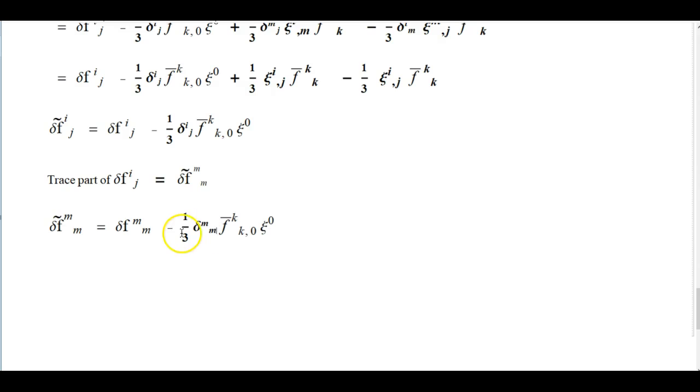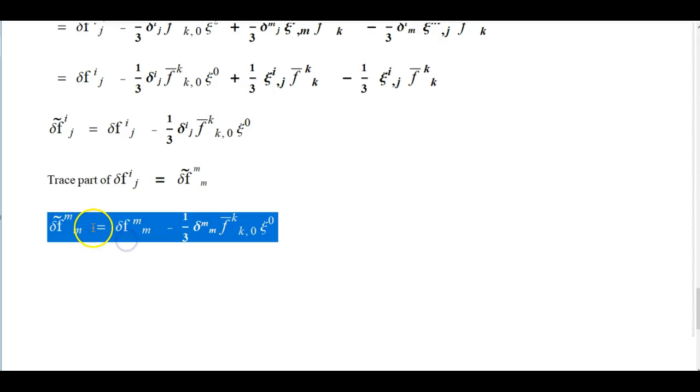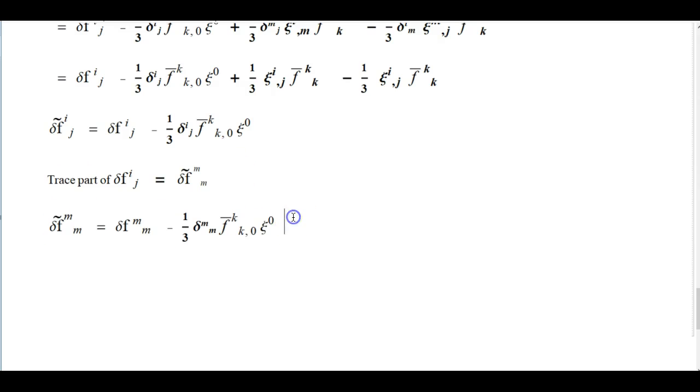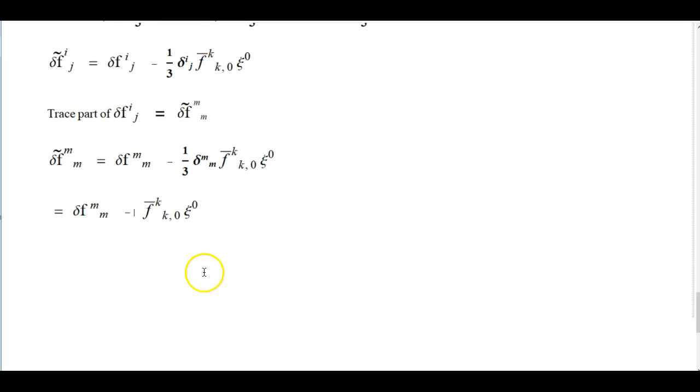Good. Now what is delta mm? Delta mm, it contracts on M. So when it contracts on M, we get delta 11 plus delta 22 plus delta 33. Delta 11 is 1, 22 is 1, 33 is 1. So this is equal to 3. 3 divided by 3 is 1. So this is 3 and 3 by 3 is 1. Okay, so this is the transformation of the trace part.